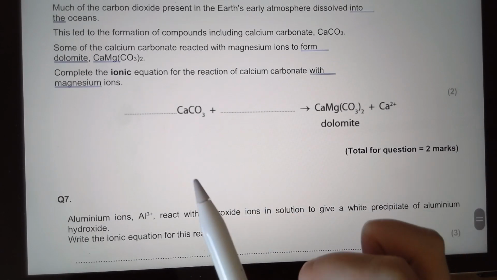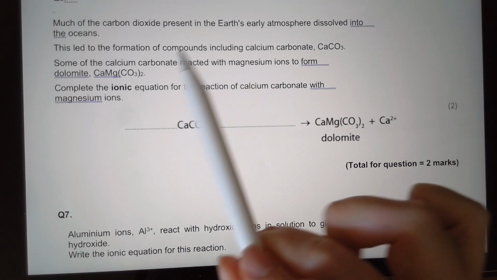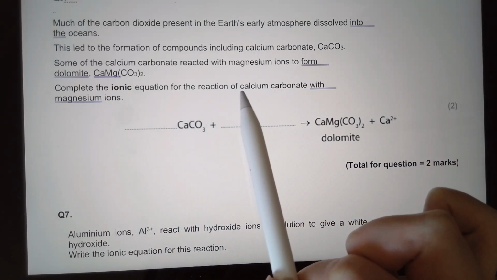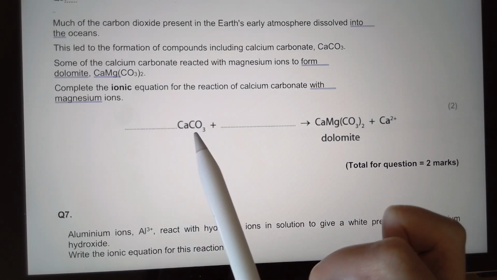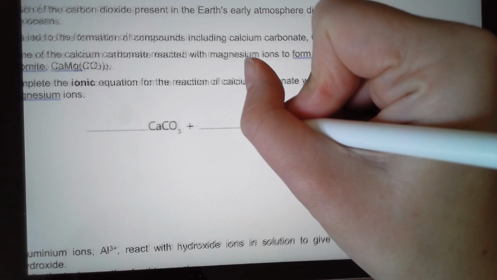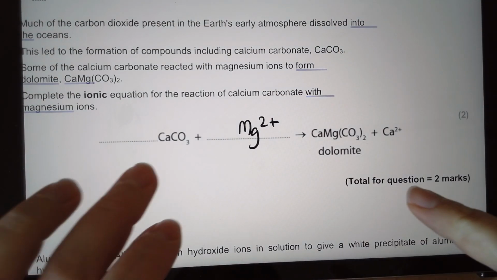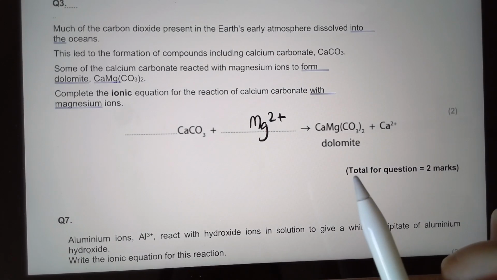The next one again is a bit weird, but if you read it, it's not as bad as it looks. Complete the ionic equation for the reaction of calcium carbonate with magnesium ions. They've given you the formula of calcium carbonate. They want you to write the formula of a magnesium ion. Magnesium's in group 2. It has got a 2 plus charge. So that's all I need to do. Fill in my magnesium ion. And then I just need to make sure everything's balanced.